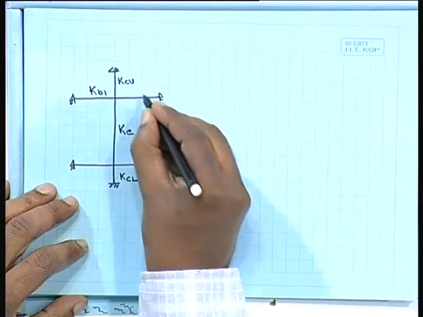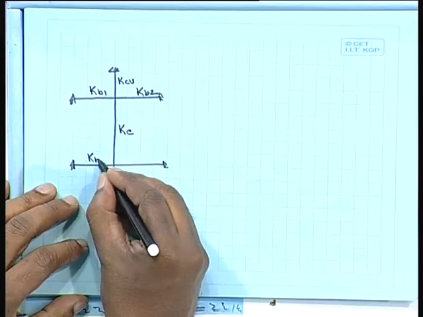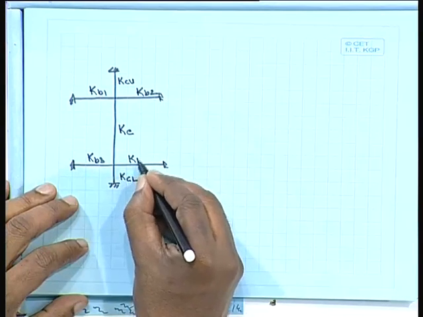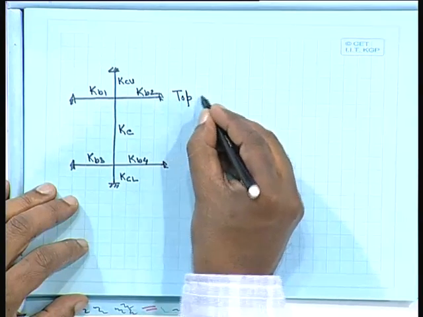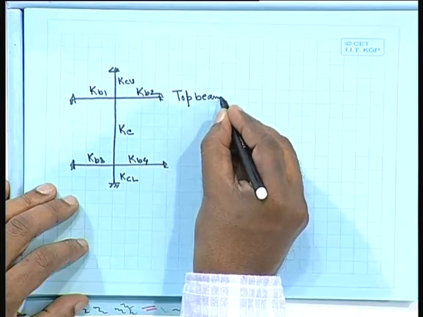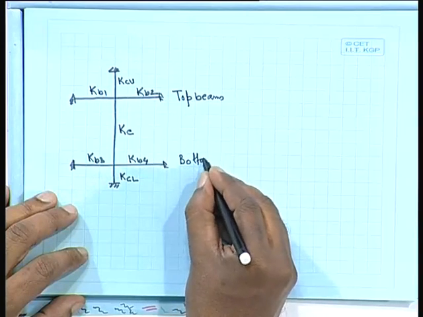Let us say there is one beam here, KB1, another beam, say KB2, here say KB3, another beam, and here say KB4. So, these are your top beams and these are your bottom beams.